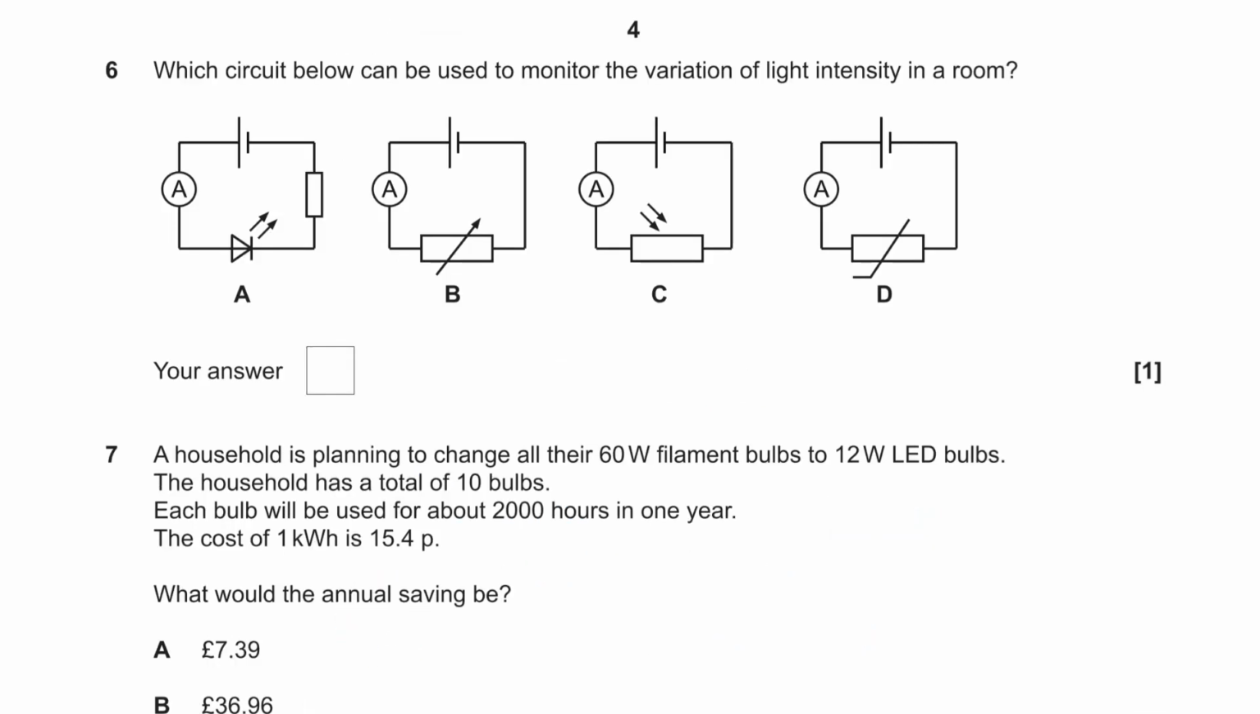6, which circuit can be used to monitor the variation of light intensity? Well, A has an LED, so it can't be that. B has a variable resistor, can't be that. C, that is an LDR, so that's a light dependent resistor, that's what we can use. D is a thermistor, no, that's going to be to do with temperature.